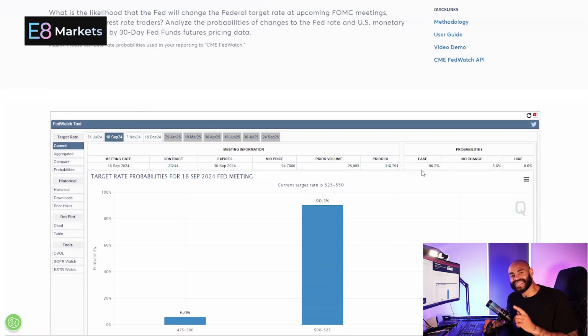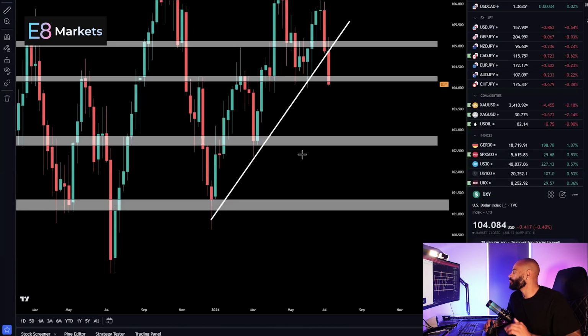Look at that, 96.2% chance now. Before this data, before the CPI data, we had a probability of around 74, 75%. Now it's jumped up to 96.2%. So really gearing up for potential rate cut.